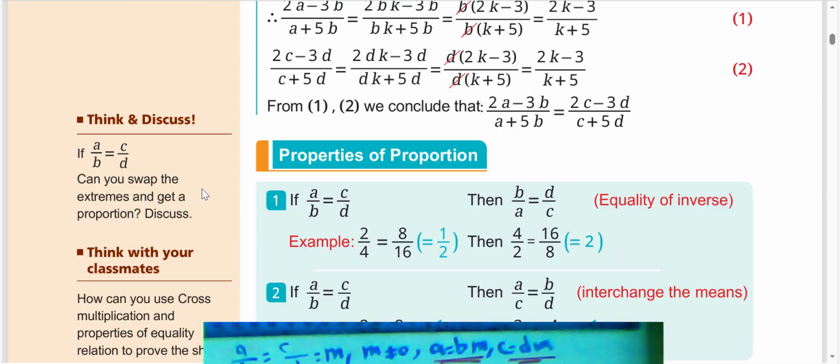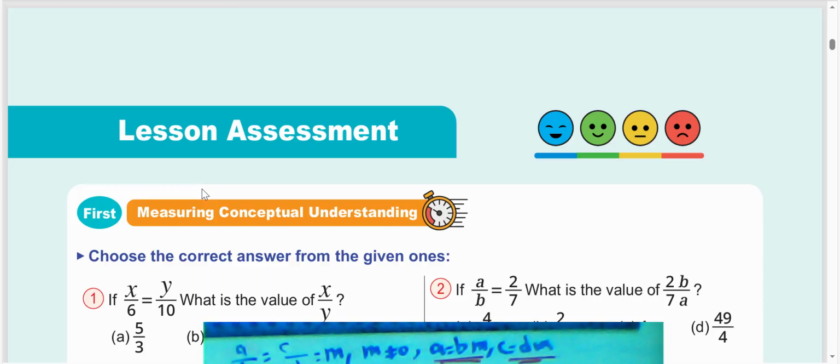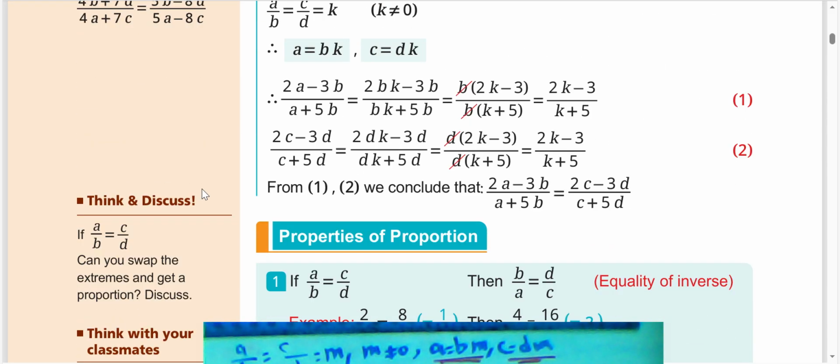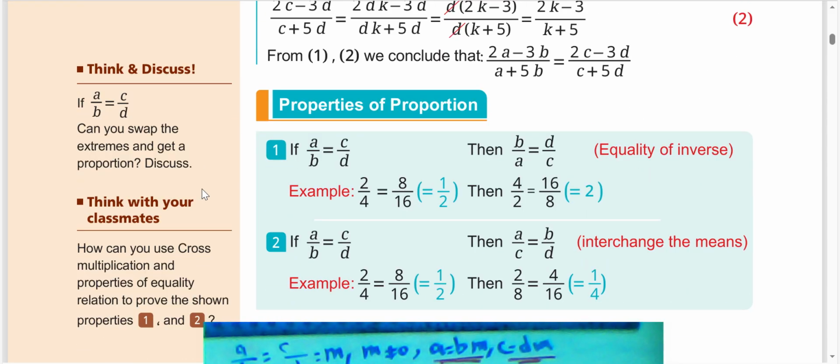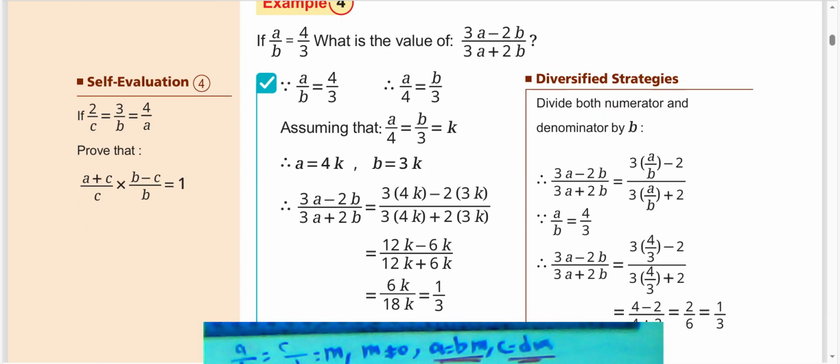Think and discuss: if a over b equals c over d, can you swap the extremes and get a proportion? We know the product of extremes equals the product of means. Okay, next question. Listen to me, proportional here. If a over b equals c over d, then we can write b over a equals d over c. You can write the reciprocal also; this is a property like this.